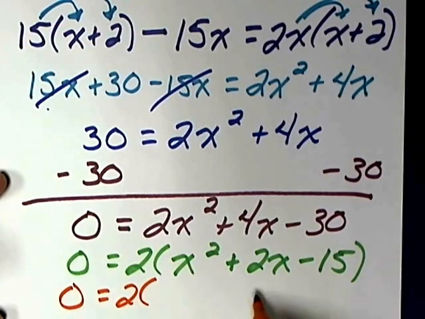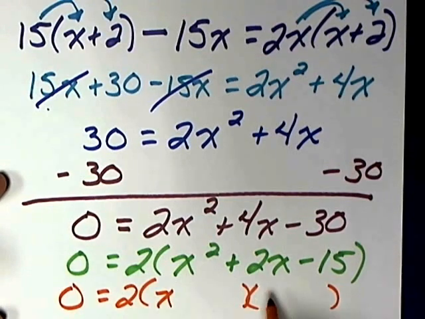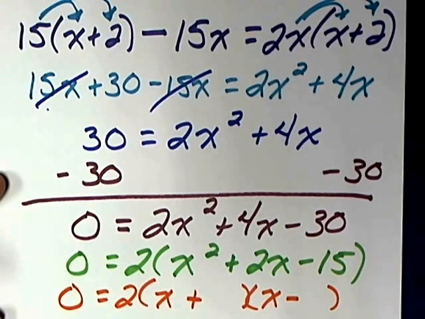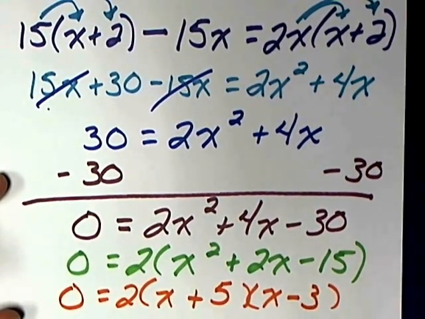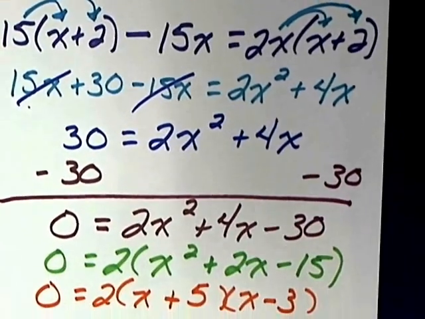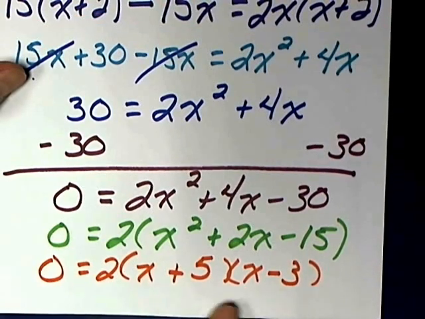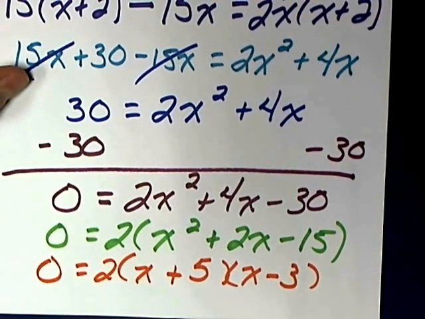I now have this much smaller trinomial that I can break down into two parts. X times x will give me the x squared. Negative 15, so I know I need a positive and a negative. Two numbers that multiply to a negative 15 and add to a positive 2. Well, that's going to be a positive 5 and a negative 3. Now that we're at this point, we can use my favorite property, the zero product property, which says if you have stuff being multiplied together equal to 0, this stuff has to be 0.